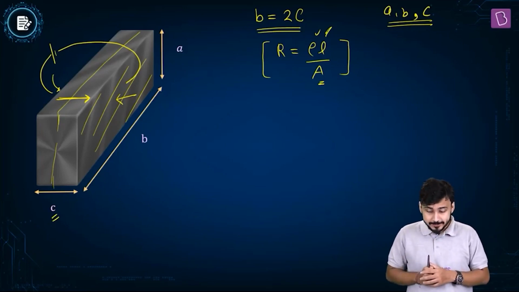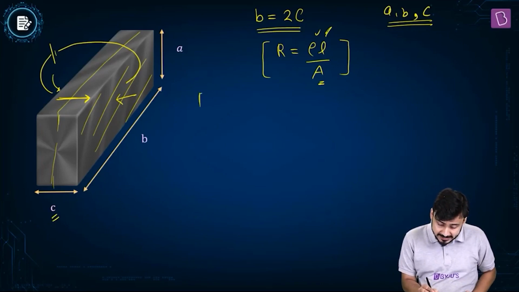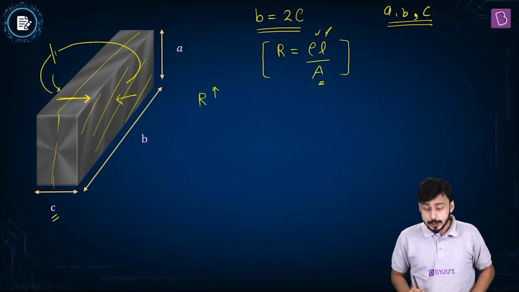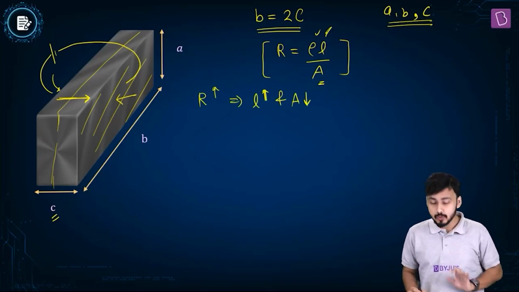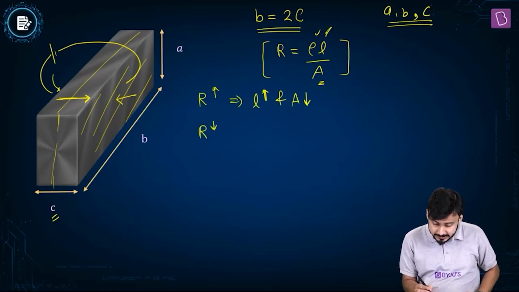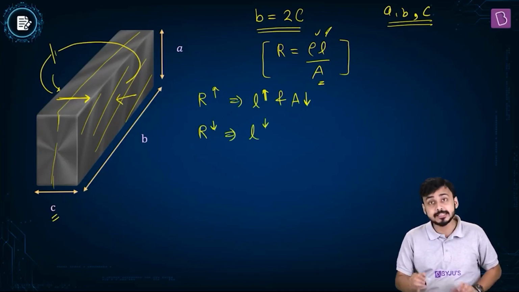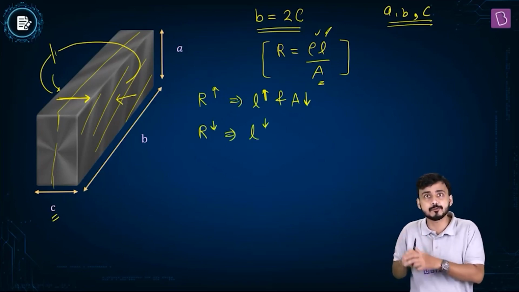Okay, so in order to maximize the resistance, you have to maximize the length and minimize the cross-sectional area. And in order to minimize the resistance, you have to minimize the length, because R is equal to rho times L, so it is directly proportional to L.